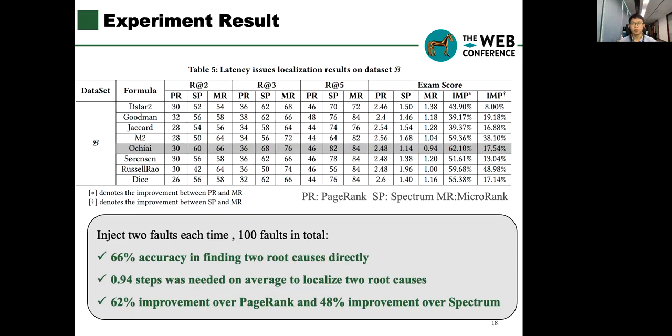At dataset B, we inject 2 faults each time, 100 faults in total. The result shows that MicroRank gets 66% accuracy in finding the 2 root causes directly. The operators only need 0.94 steps on average to find the 2 root causes. MicroRank gets a 62% improvement over PageRank random walk and a 48% improvement over the initial spectrum method.